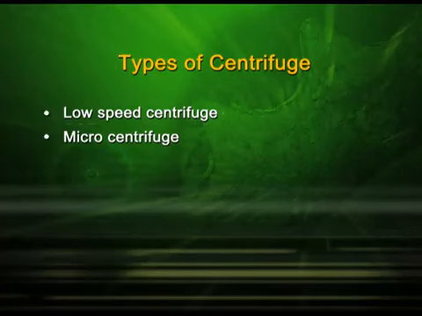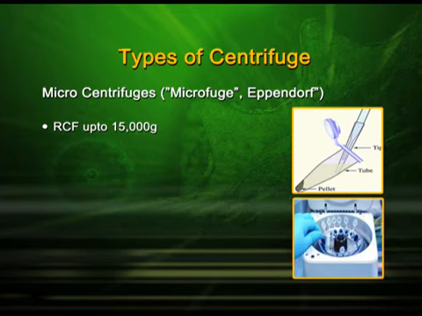The second type of centrifuge is the microcentrifuge. As the name itself indicates, if you have samples in very minute quantities, in microliters, then we go for this centrifuge called microcentrifuge. Most commonly it is used in biochemical and biotechnology labs, and it can have an RCF up to 15,000 G. It can be with or without refrigeration.